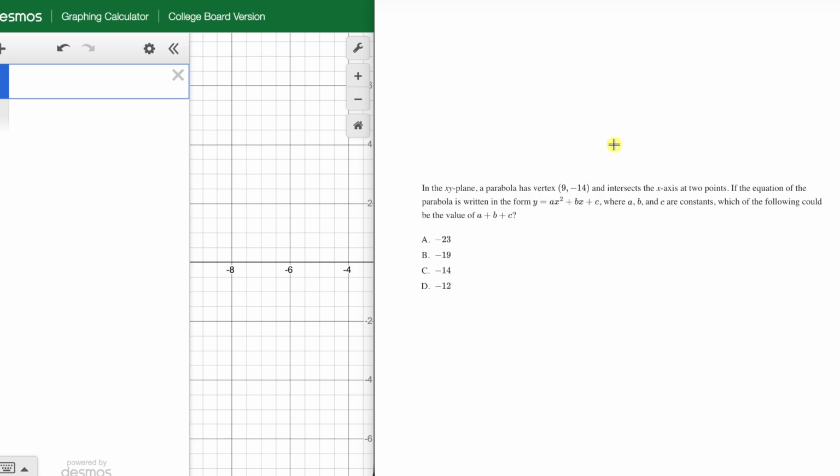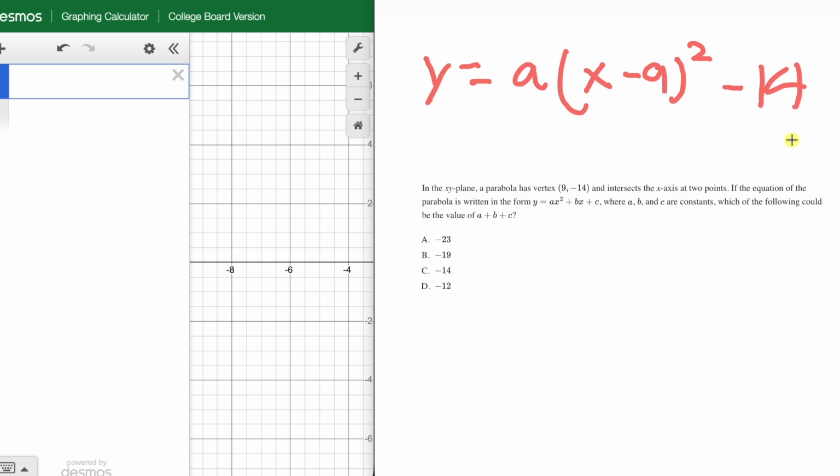So the first thing here is that it gives us the vertex, which is (9, -14). So what we'll do here is just write this in vertex formula. So 9 is equal to h and -14 is equal to k. So I'd write y equals a times (x minus 9) squared minus 14. So this is in vertex formula.